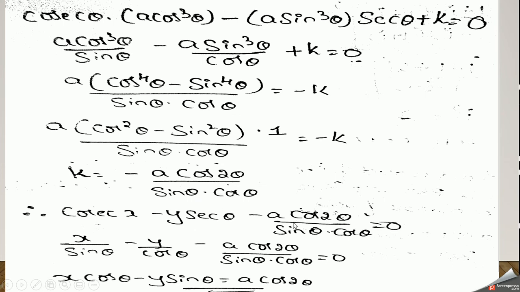Substituting back in the required equation of the line, since in all the options we have the answer in terms of sine and cos, convert cosecant and secant also in terms of sine and cos. Taking the LCM, the final answer you are going to get is x cos theta minus y sin theta is equal to a into cos 2 theta.